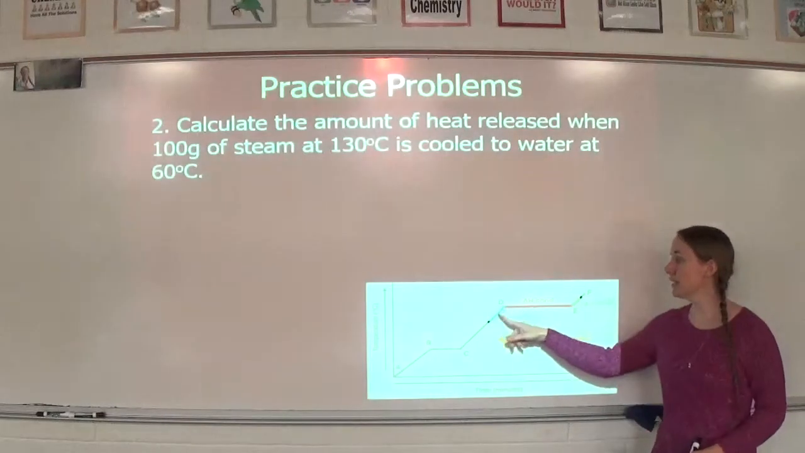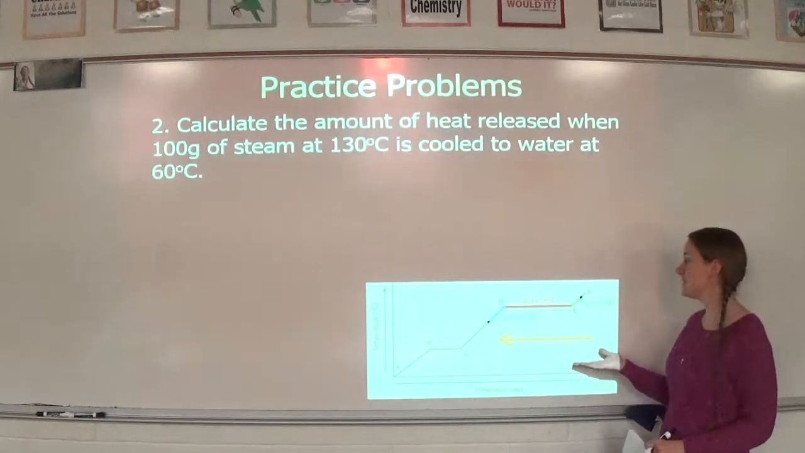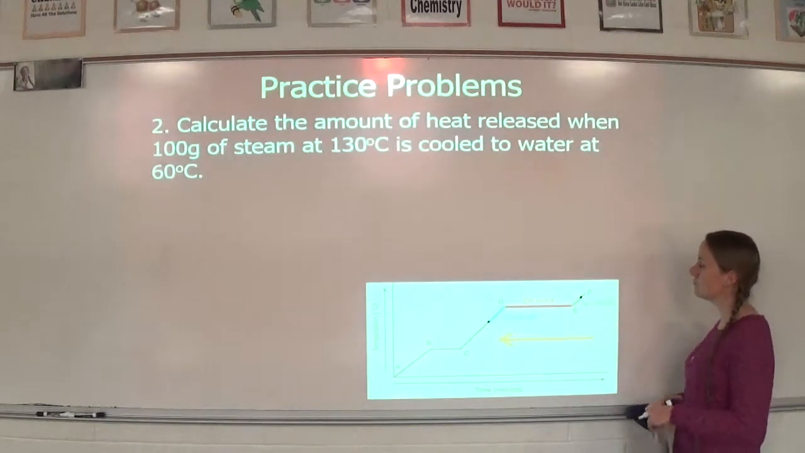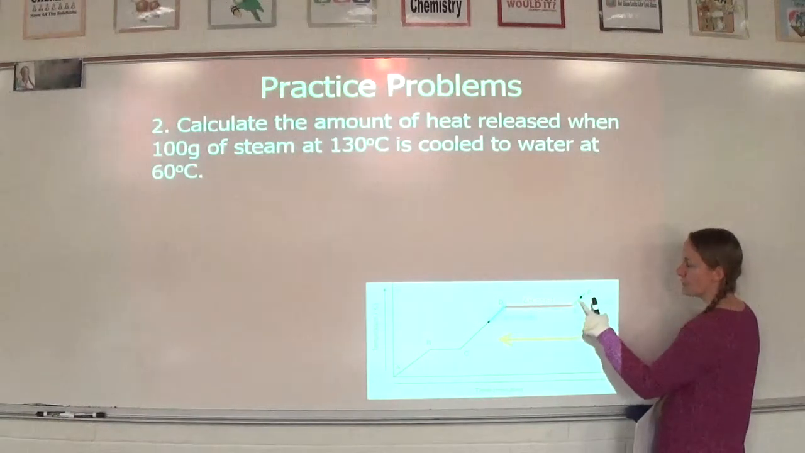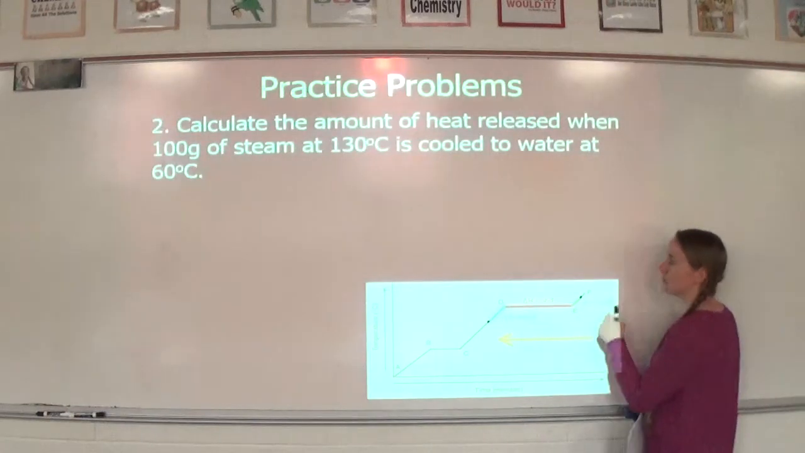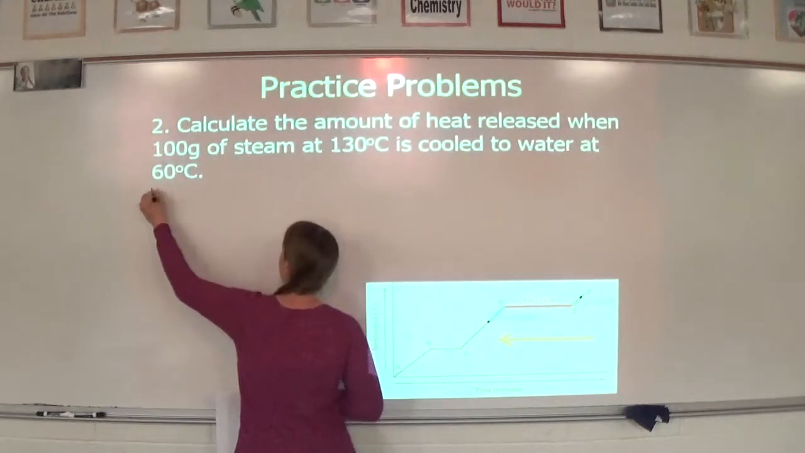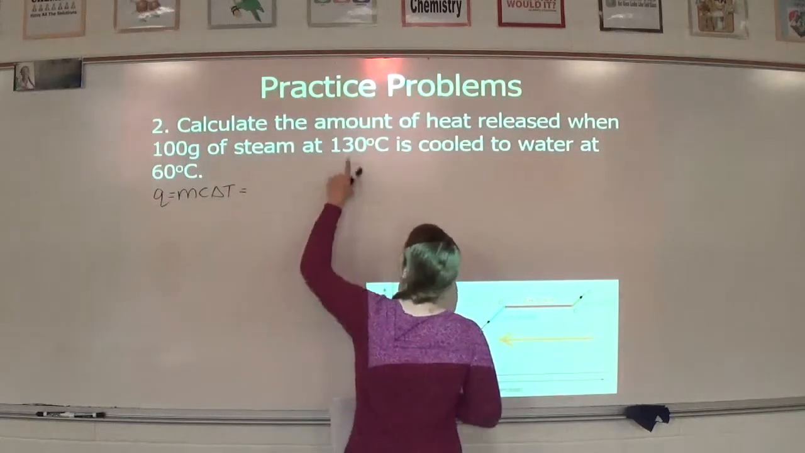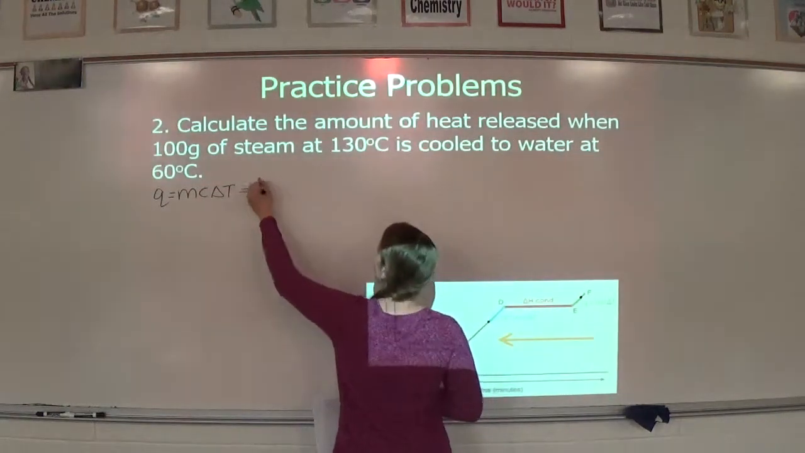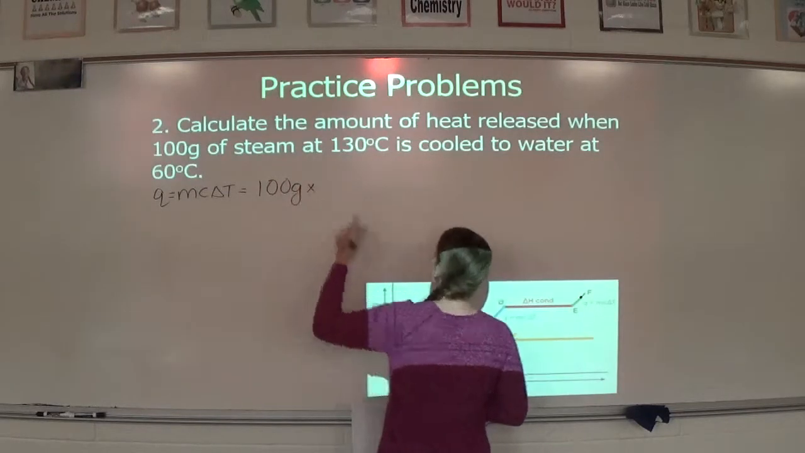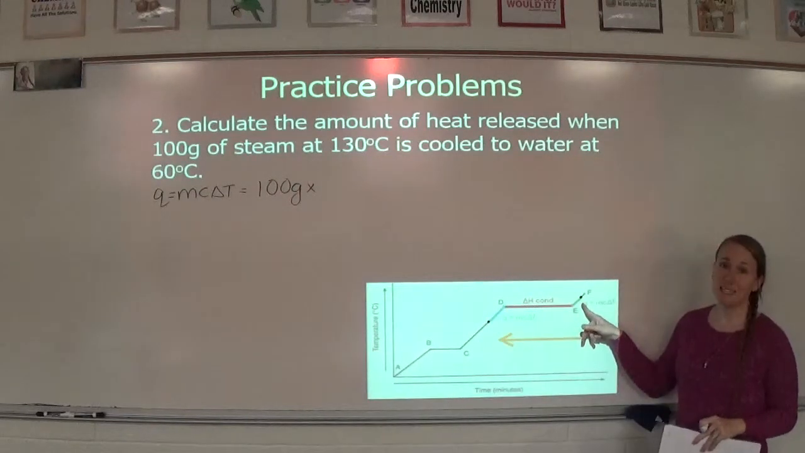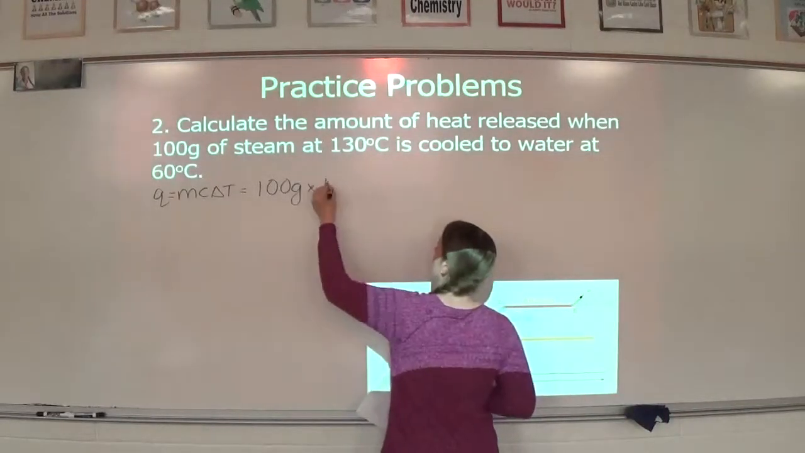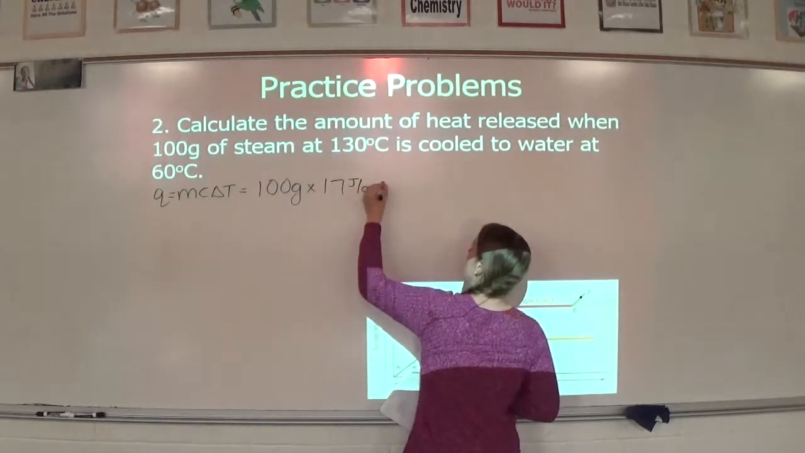So because we're cooling it, it doesn't really matter what order you do the steps in, but I like to go in the order of start to finish. So I'm going to start with my green one first. Because we're on a slanted line, we can start with Q equals MC delta T. So of course my mass is 100 grams. Now up here, we're talking about steam, so you have to use the specific heat for steam, which on your charts page is 1.7 joules per gram degrees Celsius.